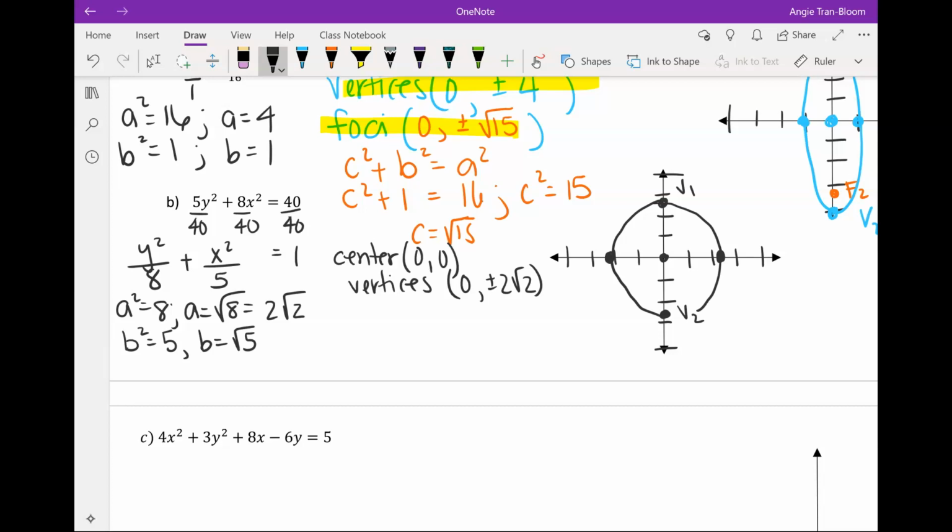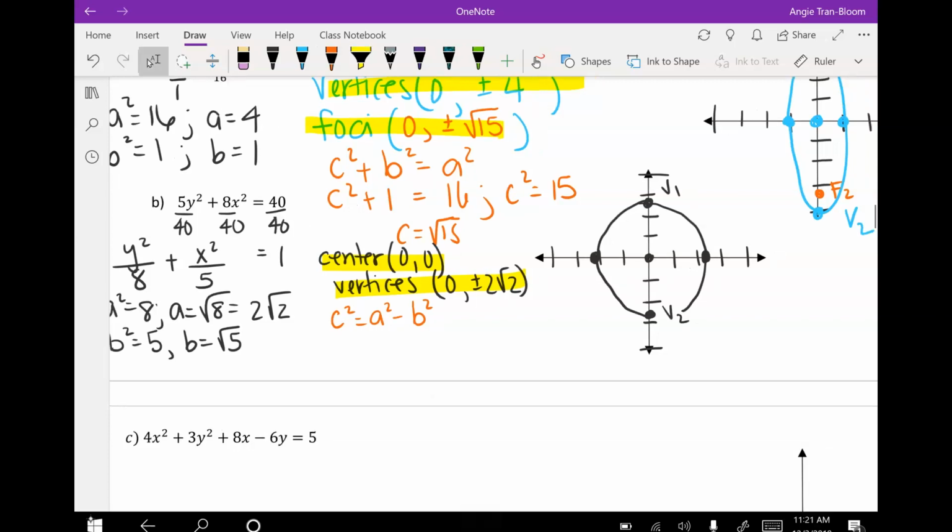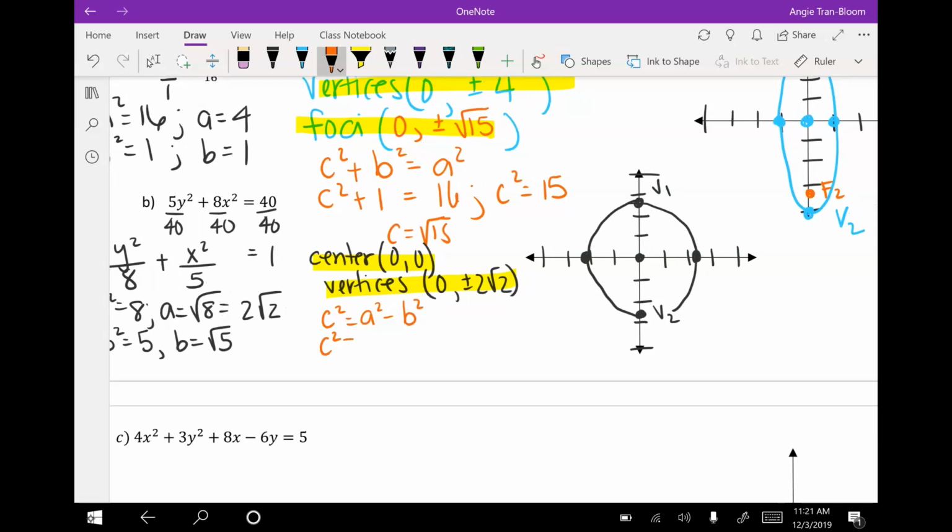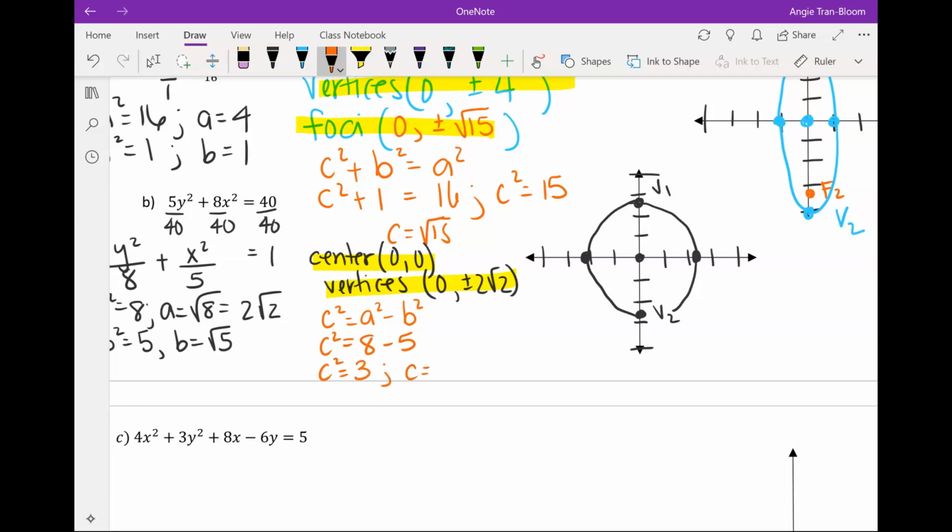Okay, we need one last thing before we finish with this one. What are we missing? Yep, foci. I need to find c, don't I? C squared equals a squared minus b squared. Would you agree with that statement? What's a squared? 8. What's b squared? 5. So c squared is 3. That means c is rad 3. So foci: 0, comma, plus or minus rad 3.